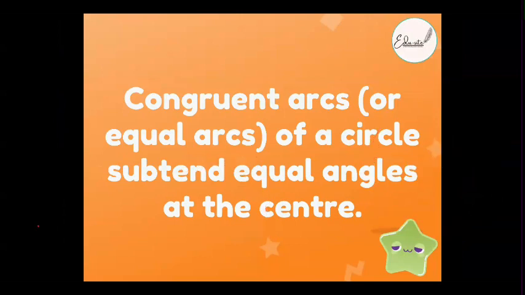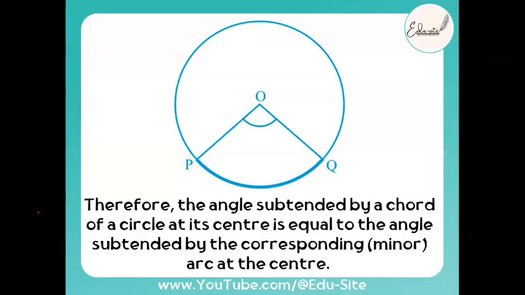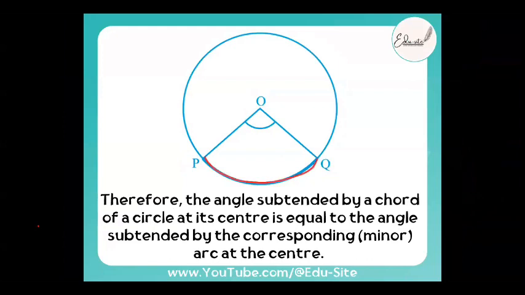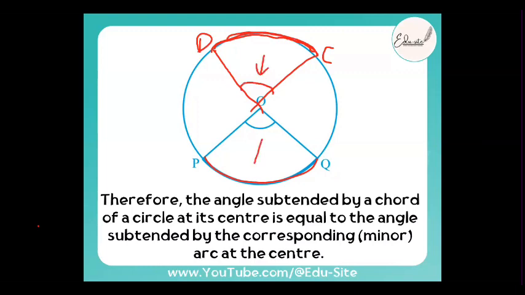Understanding this concept? Yes. See, if you have this arc, PQ is an arc. If you have an equal arc here, let us write it as CD. This arc subtends the angle POQ, and this arc subtends the angle DOC. So angle DOC is equal to angle POQ.